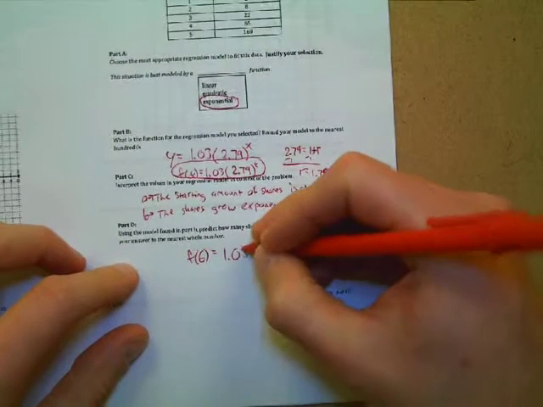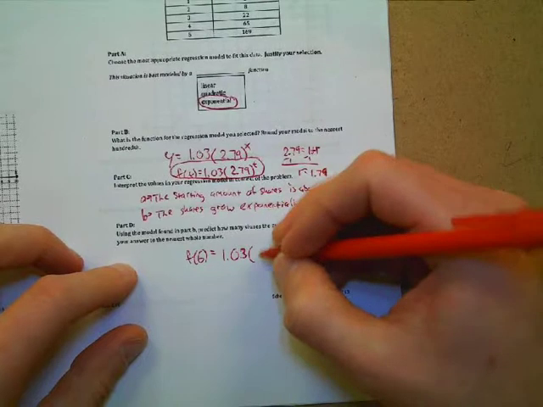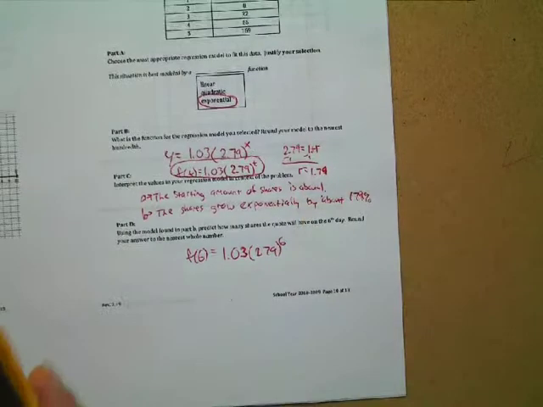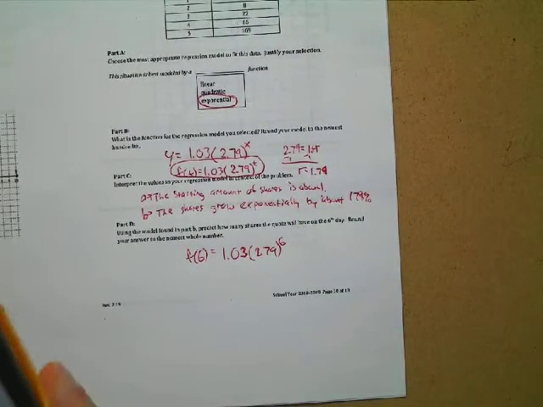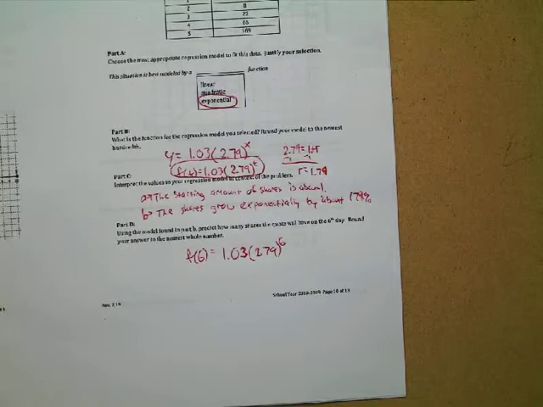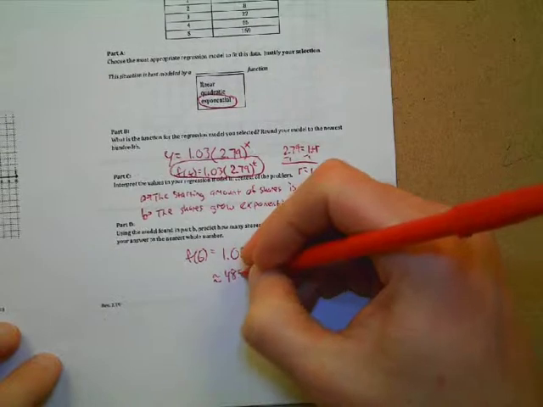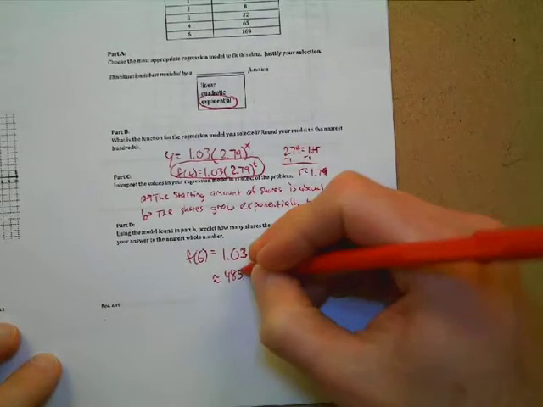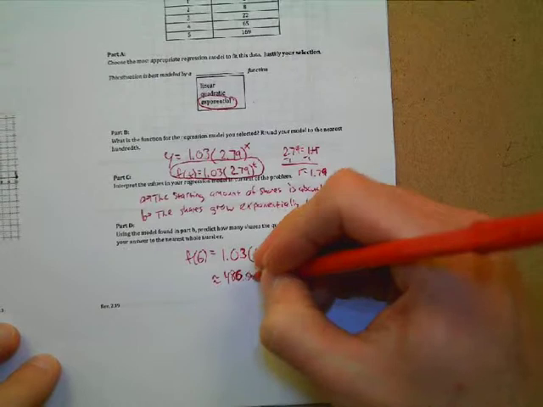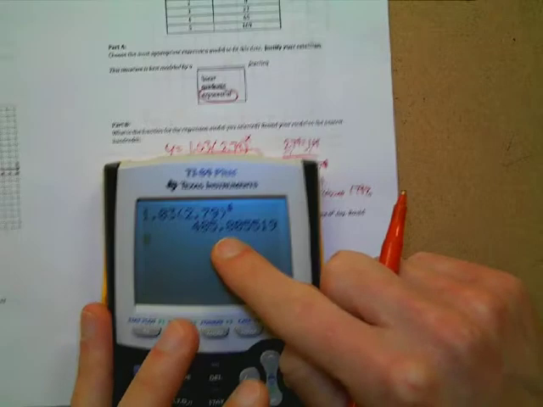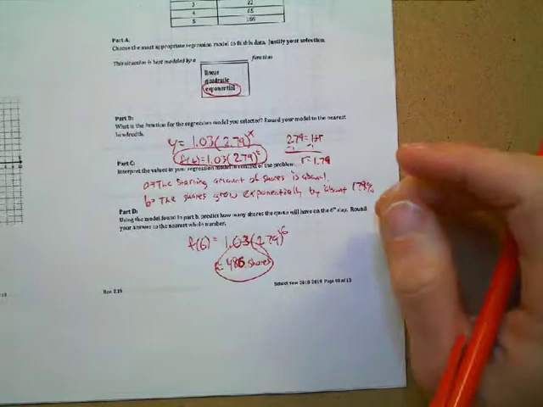So it'll be 1.03 times 2.79 to the 6th, and then we'll type in our calculator. I get 485.8, and rounding to the nearest whole number, that's 486 shares.